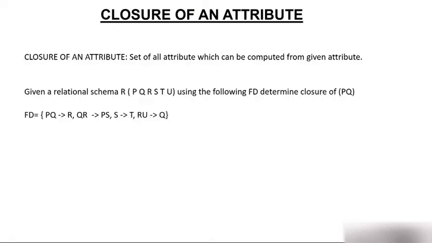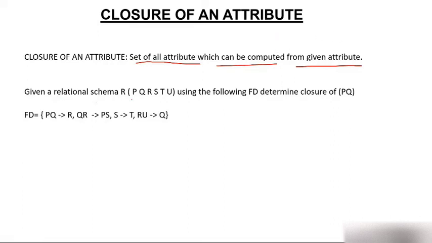So what is the definition of closure? Closure of an attribute is the set of all attributes which can be computed from the given attribute. Suppose I am given an attribute A, or a column A, then the different attributes which I can derive from A are called the closure. Suppose with the help of A I can determine A, B, C, D, then this A, B, C, D is the closure of A. Fine.